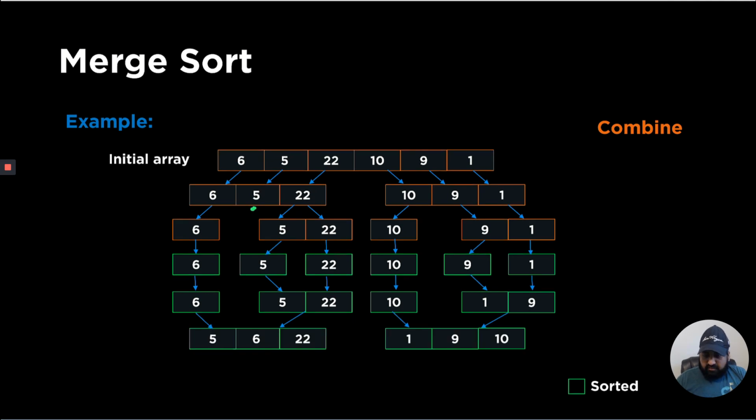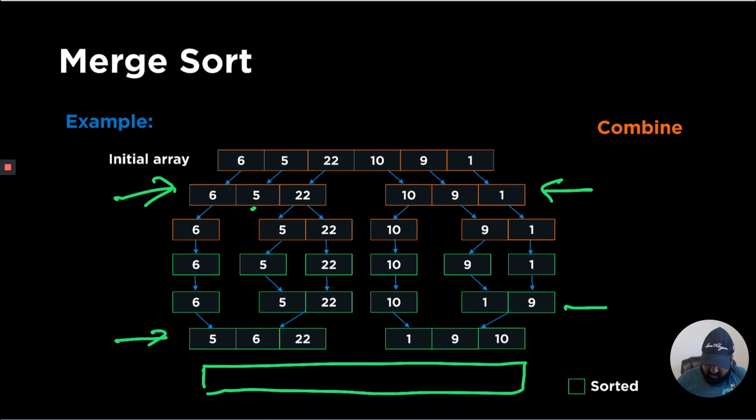So at the end of this iteration, we'll have two lists, one based on our left recursive call, and the second one based on this recursive call, which is 1, 9, and 10. Finally, we are going to combine these two lists into one list of size 6. Again, we'll have pointers to both of these lists, and we know that this list is already sorted, and we also know this list is already sorted.